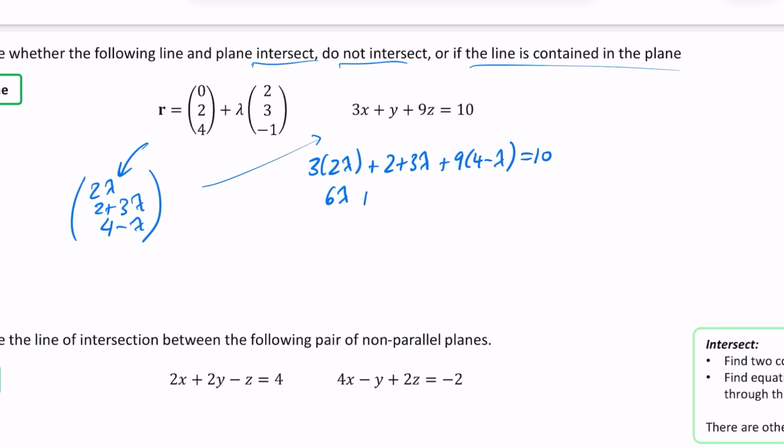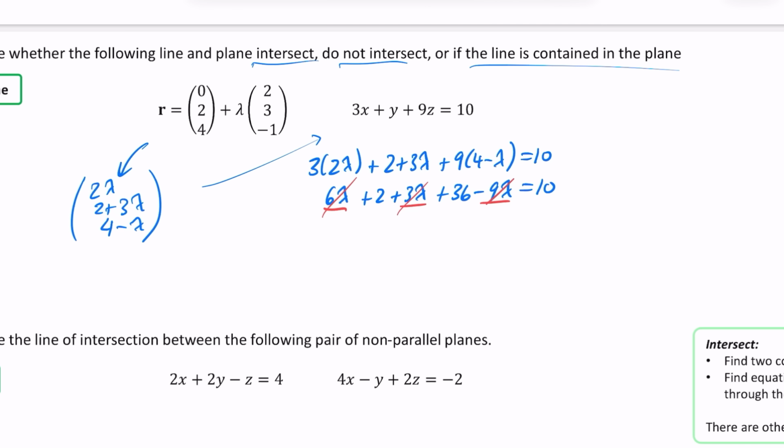That is 6 lambda plus 2 plus 3 lambda plus 36 minus 9 lambda equals 10. And then something strange happened here. We have the 6 lambda, the 3 lambda, and the minus 9 lambda. They are all just completely cancelling out.